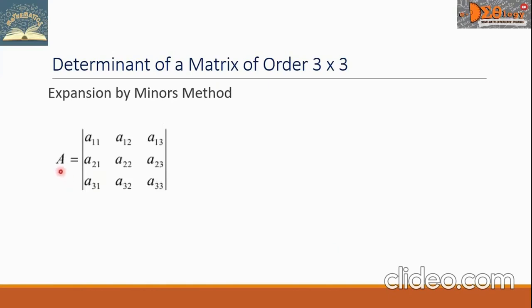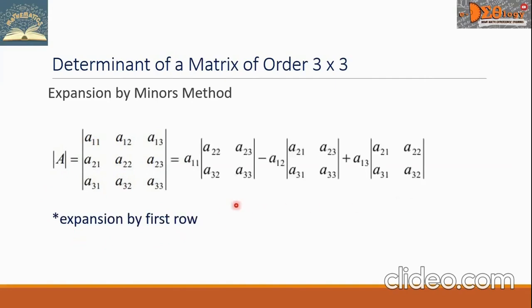Suppose we have matrix capital A equals the elements A sub 1 1, A sub 1 2, A sub 1 3, A sub 2 1, A sub 2 2, A sub 2 3, A sub 3 1, A sub 3 2, A sub 3 3, respectively. The determinant of matrix A, and we will consider in this video expansion by first row, will be like this.